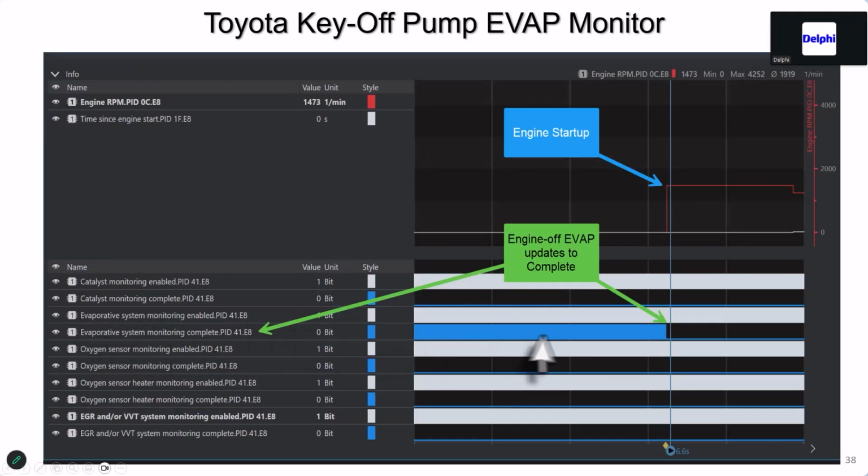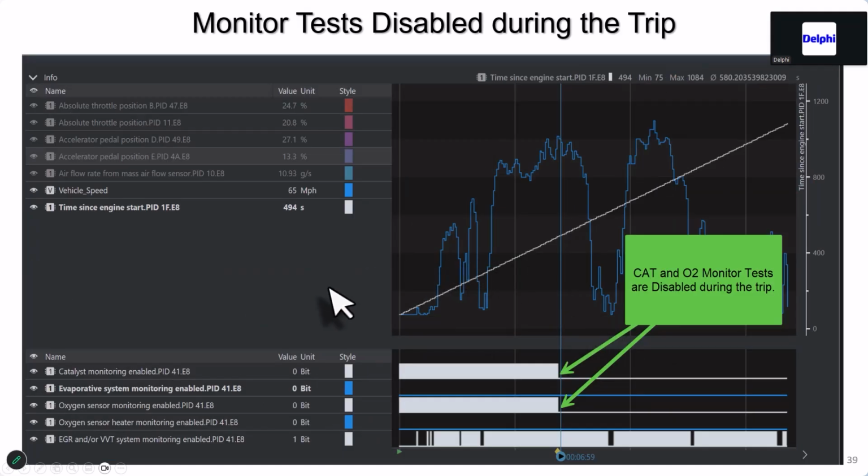This is the evap. So this is a Toyota that when you turn the key on, it reports as complete. So this means overnight the pump system ran. So when I started up, it updated and said that the evap was now done. So when you have a key off system, you've got to turn the key on, start it up, and have it update.